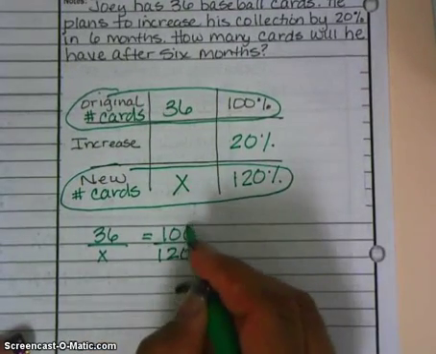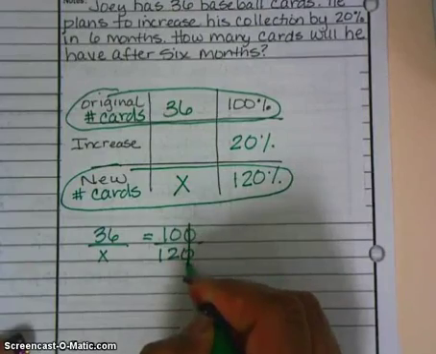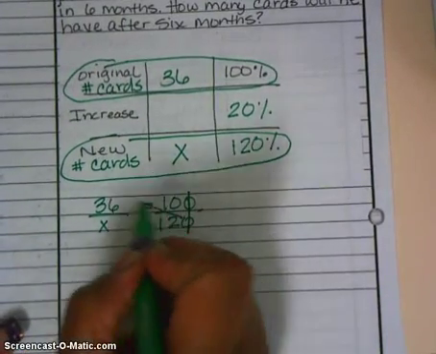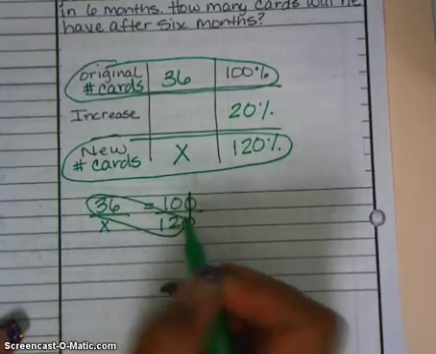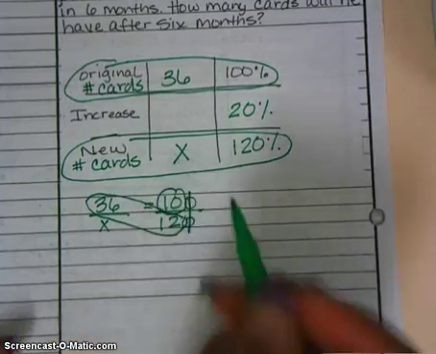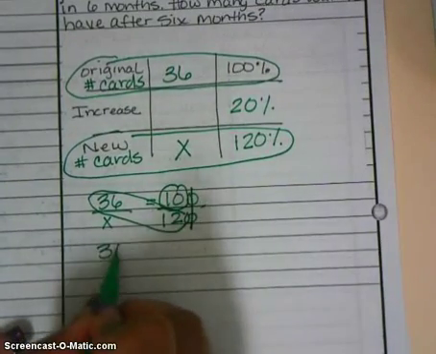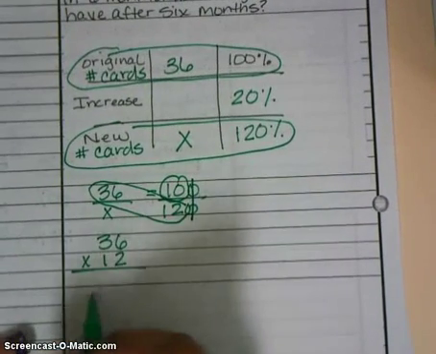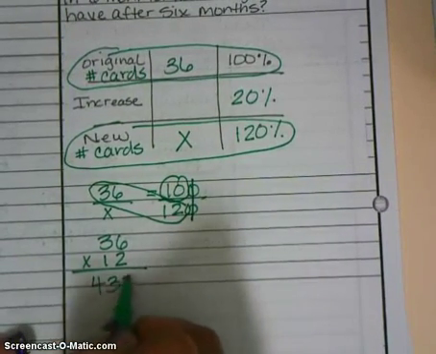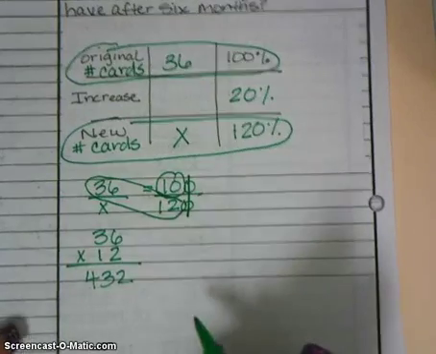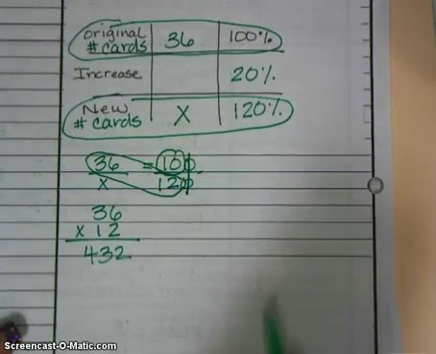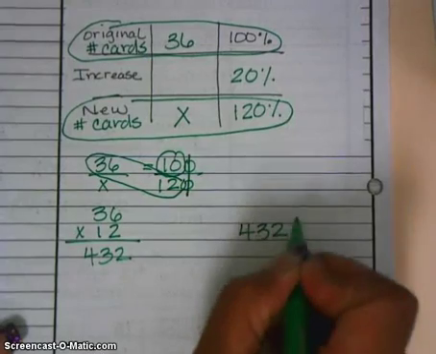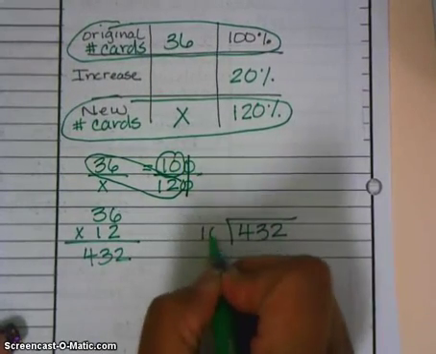Okay, again, I am going to take out the zeros to make the problem a little bit easier to work with. I am going to cross multiply here and divide by 10. So 36 times 12 is going to be 432, because you're using a calculator, so we already know what the total is. And then I'm going to take that 432 and divide it by 10.